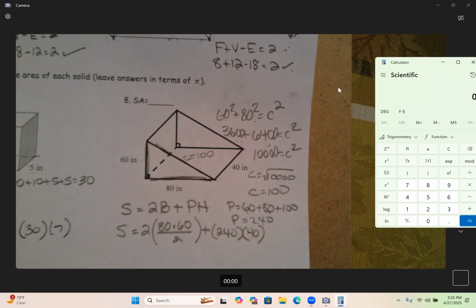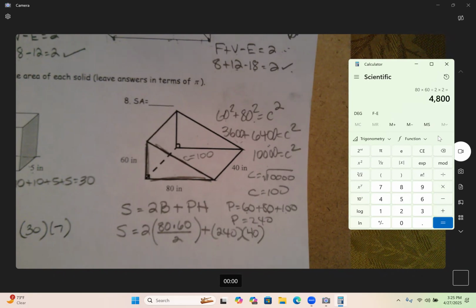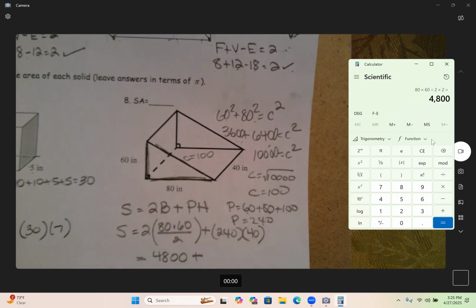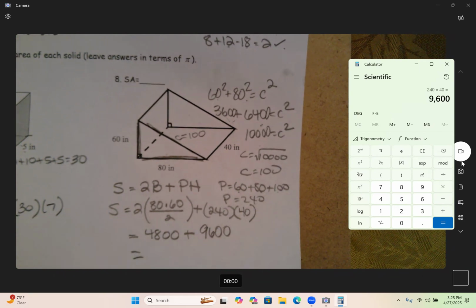Okay. All right. So let's see here. We're going to do our calculator. I'm going to do first 80 times 60 divided by 2. And then we got to multiply by 2. So the twice the base area is 4,800 plus, okay, now we're going to do 240 times 40. Which is 9,600. And so now I'm going to add them up.